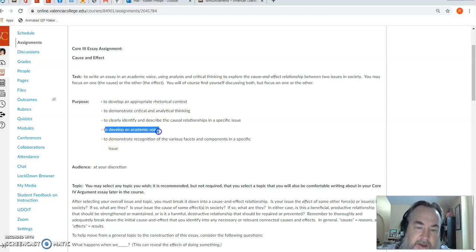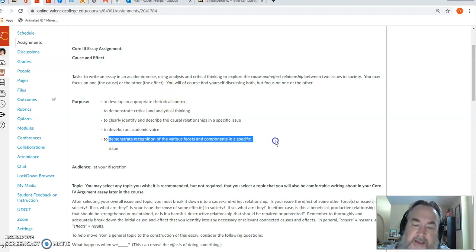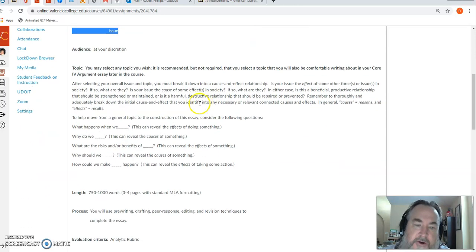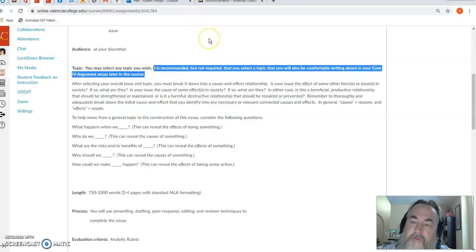To start developing your academic voice, your formal writing academic voice, and overall for you to demonstrate recognition of the various facets, components of an issue that you are selecting here. So your audience is always at your discretion, picking an audience that somehow is related to or concerned with your topic. You may select any topic you wish, so be thinking about it again if you haven't already. It is recommended but not required that you select a topic that you will be comfortable writing about in your core 4, your persuasive essay, your argument essay, the next one.